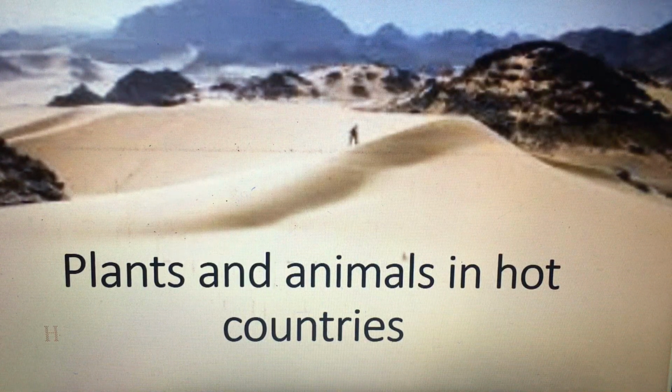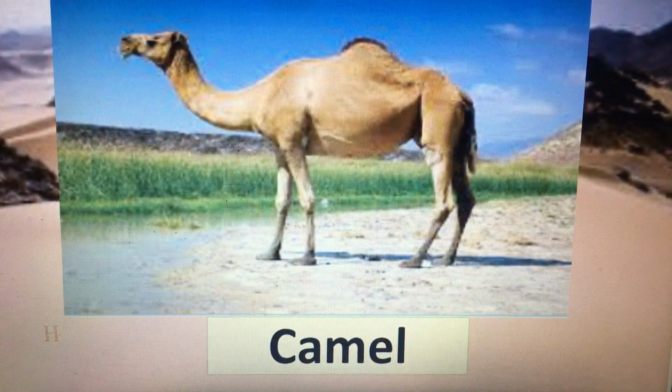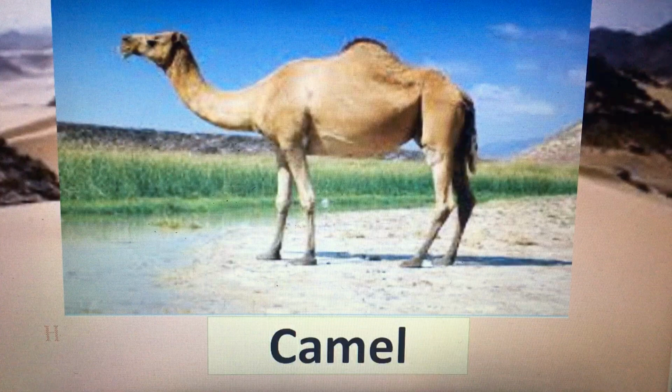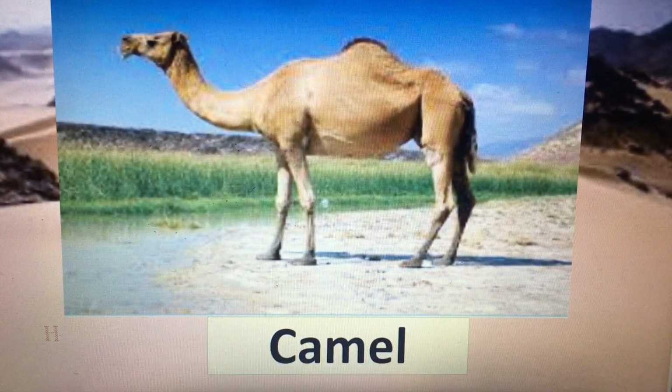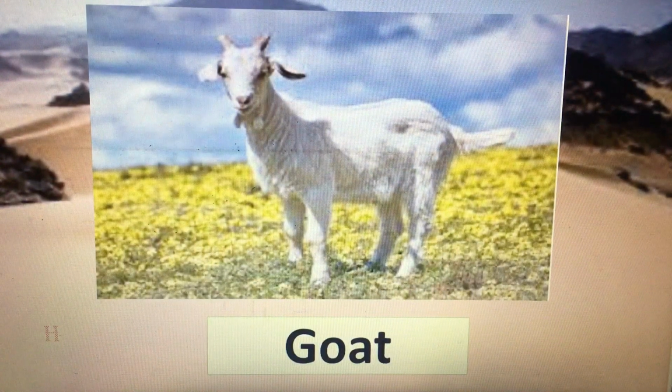So focus with me on the following pictures to know the name of the animal or the plant, and please try to repeat the names. Let's start with the first animal, which is camel. Please repeat camel. Camel. The next animal is goat. Goat. Repeat. Goat. Thank you.